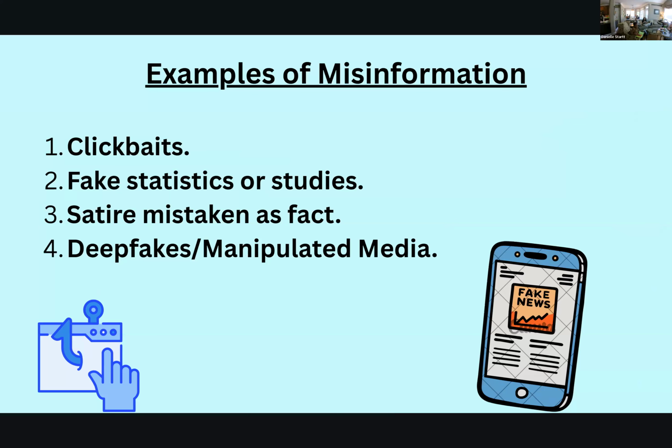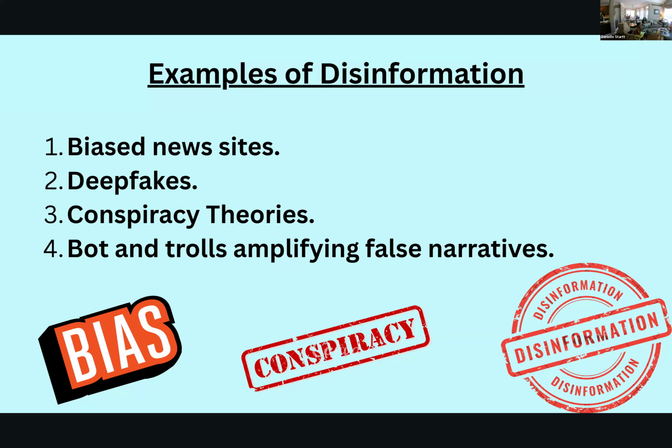Examples of misinformation are clickbait, fake studies and statistics, or satire mistaken as fact, like the Bumble. It's all a joke, but people take it so seriously. And then manipulated media or deep fakes. And examples of disinformation are biased news sites, conspiracy theories, bots and trolls that are spreading false narratives. They're doing that on purpose to make you angry.